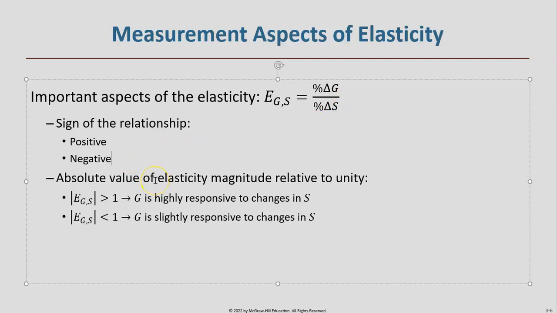Okay, and then the magnitude of the elasticity matters as well. Okay, so if the absolute value of elasticity is greater than 1, then that means the numerator of the elasticity formula is greater than the denominator. So that means that G is highly responsive to changes in S. The percentage change in G is going to be greater than the percentage change in S. Maybe if the elasticity is less than 1, okay, that means G is only slightly responsive to changes in S.